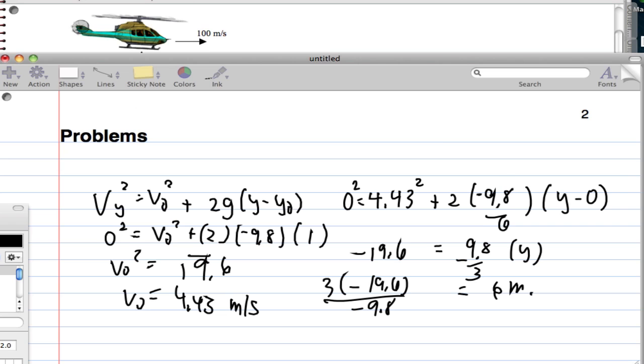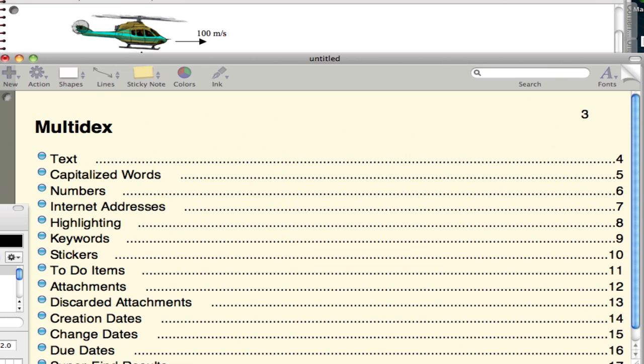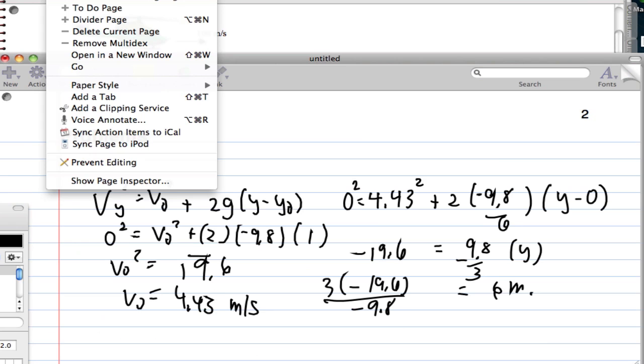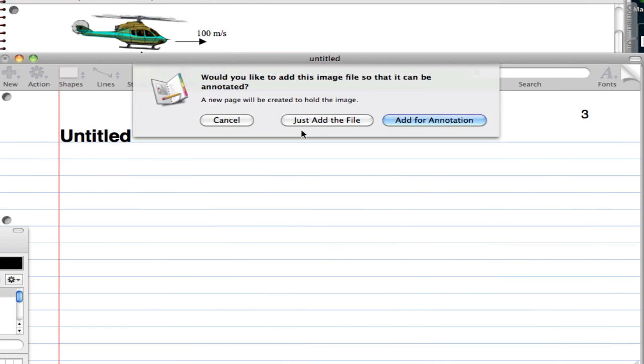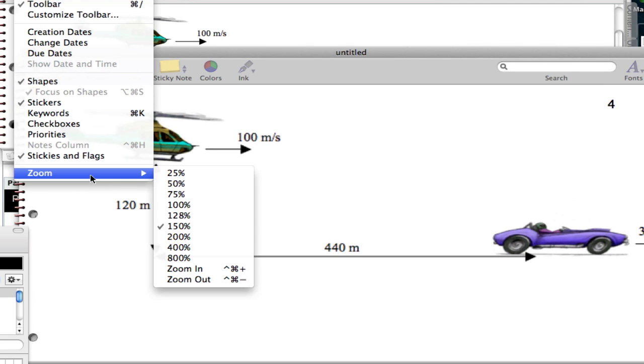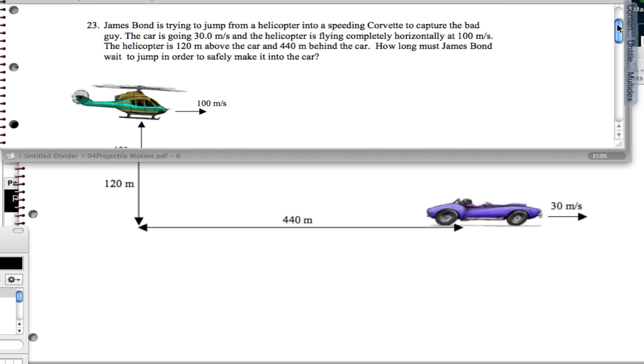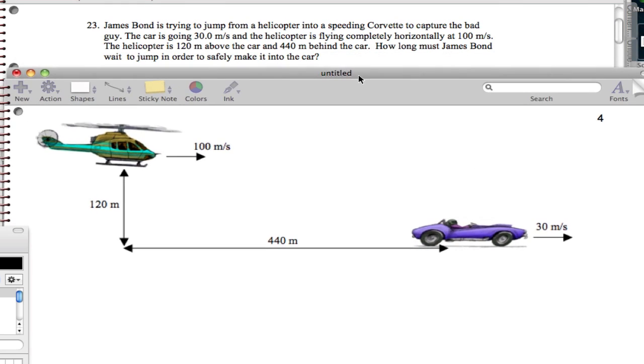Nice. All right, let's turn the page here and get a new page in the old notebook and put this in there. It's nice and big. This is a good little picture. Let's zoom in a little bit so we can get the whole picture. Good deal. Now let's back up to the problem. The problem says we're trying to jump into a speeding Corvette to capture the bad guy. So we get all this great stuff labeled. So how long must James Bond wait to jump in order to safely make it into the car?